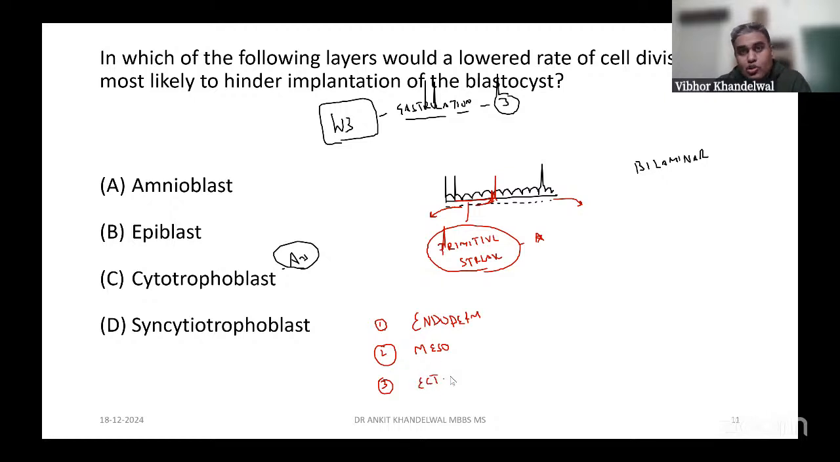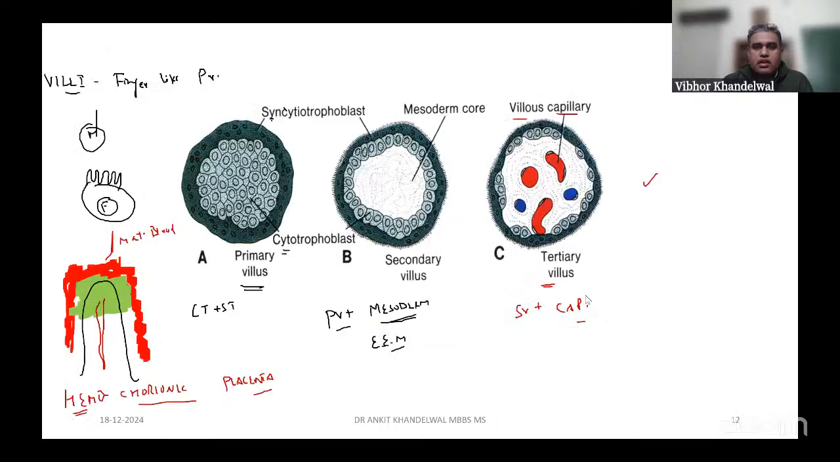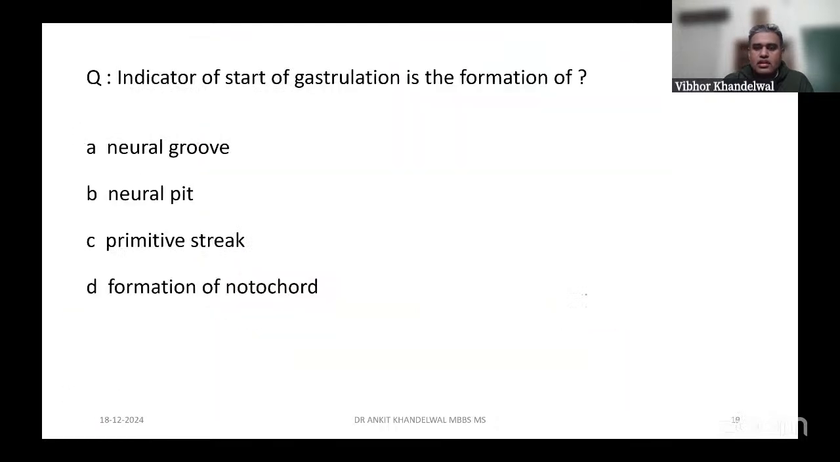This is how, through the primitive streak, the whole process of gastrulation occurs. In which week? Week 3. Main point is this. Understand this basic point. This is how the 3 germ layers are formed. Let me show you some images over here.